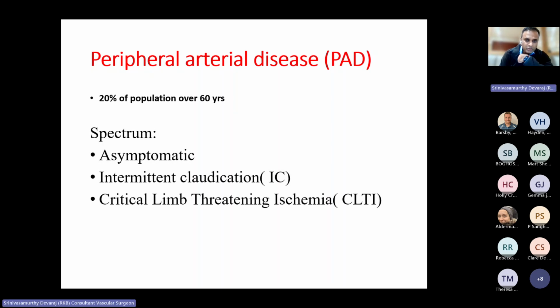Alternatively, I think probably most commonly in the GP practice, these patients can present with symptoms suggestive of intermittent claudication. And uncommonly, but possibly they can present with critical or chronic limb-threatening ischemia. So these are the most common spectrum of presentation in patients with peripheral arterial disease.